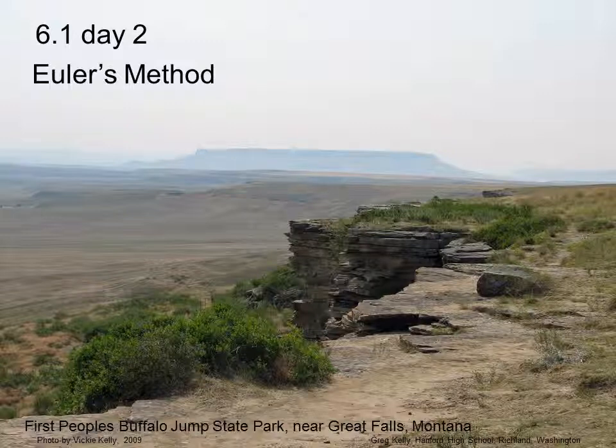Lecture 6.1, Day 2, Euler's Method. This is the First Peoples Buffalo Jump State Park near Great Falls, Montana. This is where for hundreds of years before the horse came to North America, Native Americans used to hunt buffalo by luring them and driving them over this cliff.